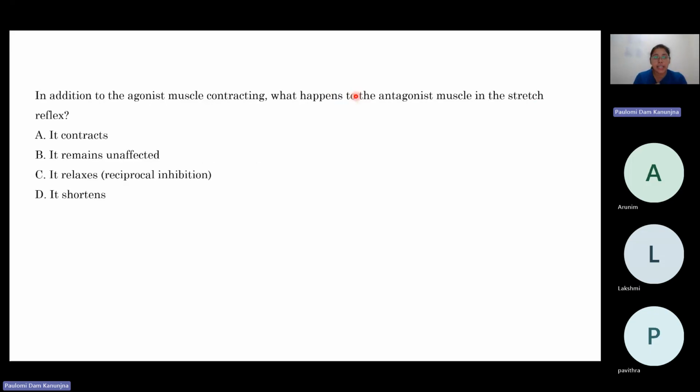Okay, right. Now, in addition to the agonist muscle contracting, what happens to the antagonist muscle in the stretch reflex? The agonist is the one which is acting in terms of the reflex. So the antagonist is something which is not directly part of it. So what do you think will happen to that?